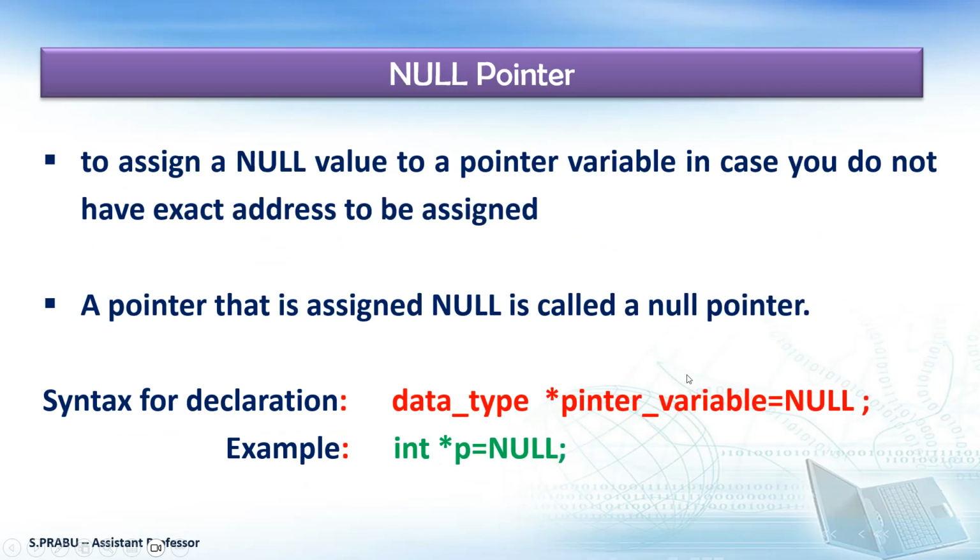The next concept is the null pointer. A null pointer is nothing but this: when we declare a particular variable, we are also able to give the initial value. For example, if we declare an integer variable, we can give the initial value as 0. In the same way, a pointer variable can also be declared with an initial value, that is called null. So the syntax is data type, asterisk symbol, pointer variable equal to null. So this is the example.